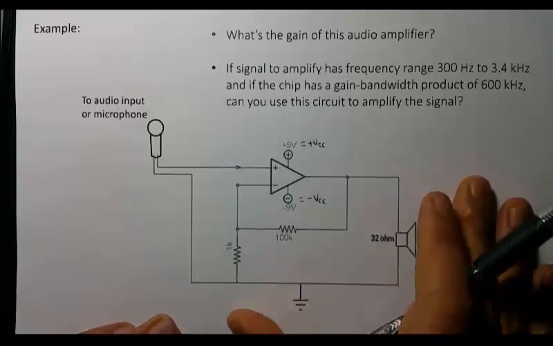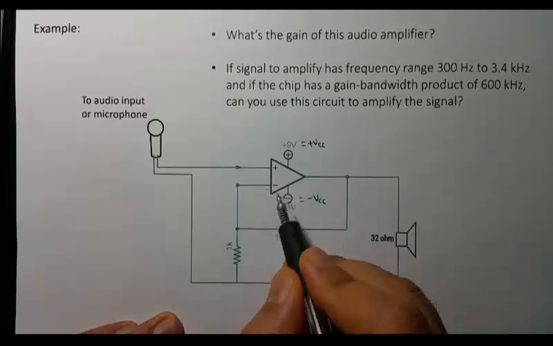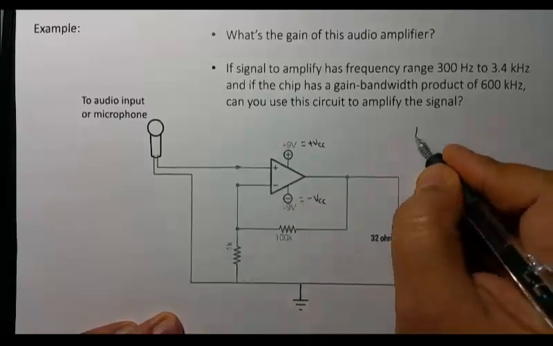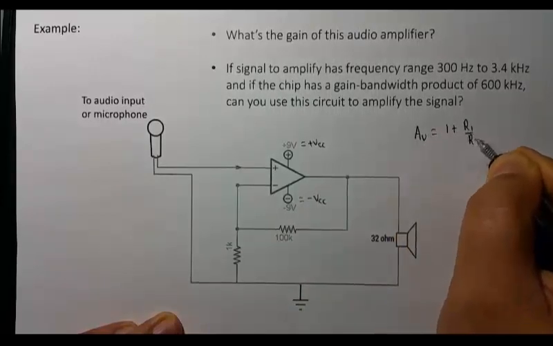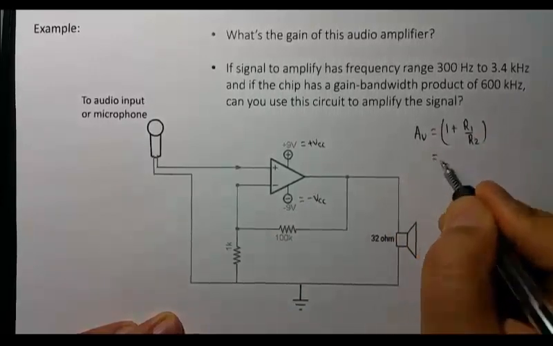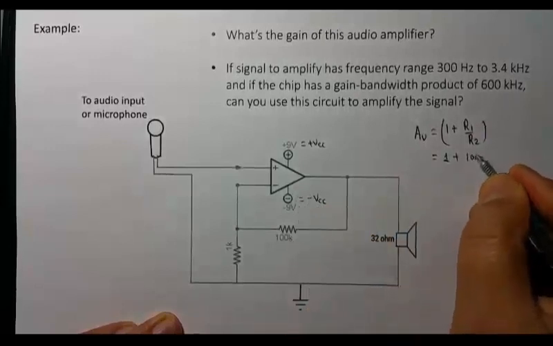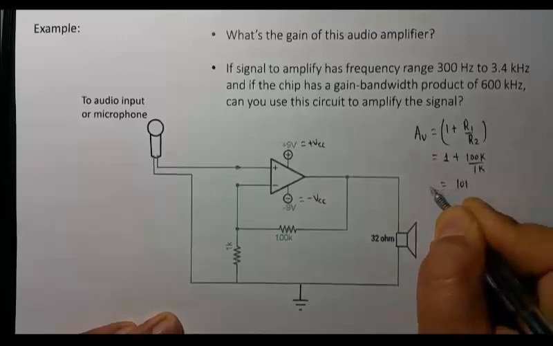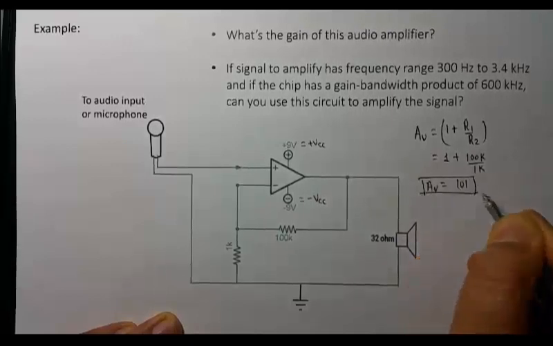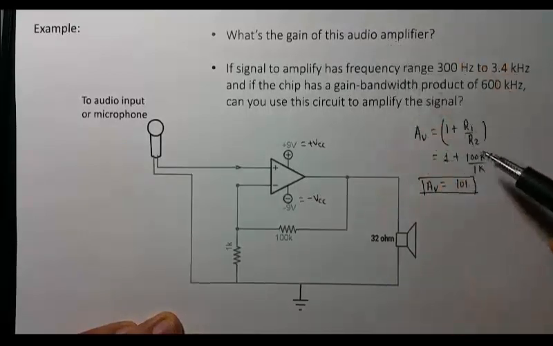So here's the question: what's the gain of this audio amplifier? And we have just derived the formula for non-inverting gain, and non-inverting gain is 1 plus R1 over R2, right? So here it is 1 plus R1, which is 100k, over 1k, so it's 101 times. Its amplification factor is 101. So that's the first question. It's pretty easy, right? Just use the formula.